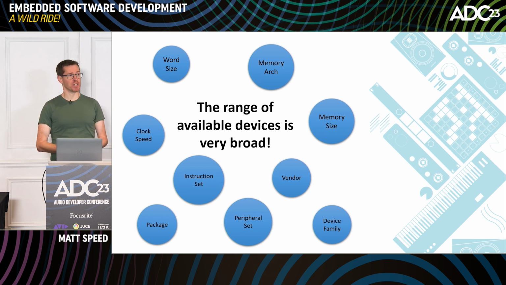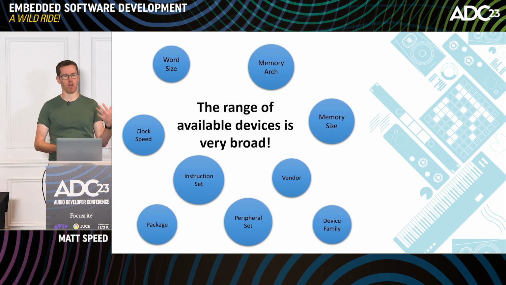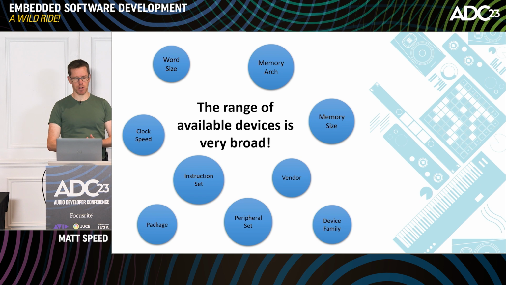They could have different word sizes. So you could have an 8-bit micro, or 16-bit, or 32-bit. You could have different memory architectures, which radically impacts the efficiency with which your algorithms can run. Then everything else, you can have different clock speeds, different instruction sets, different peripheral sets, memory sizes, different vendor families, different packages. There's a huge array of devices you can be choosing from. And so picking the right device is really key to getting a good start in the project.